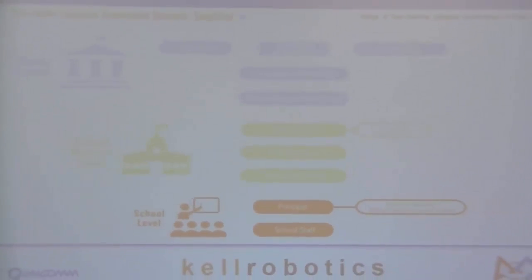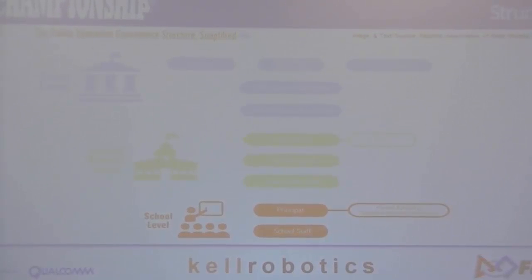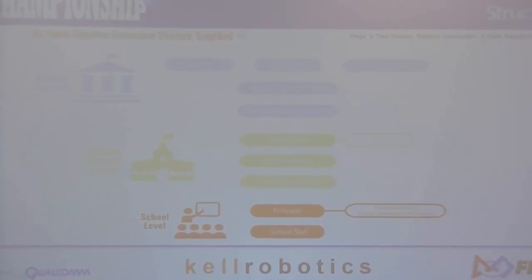This is an example structure of the educational system. So there's the state level across in the blue at the top, and there's a school district level in the green, and then there's also the individual schools level and their principals, staff, and so on.